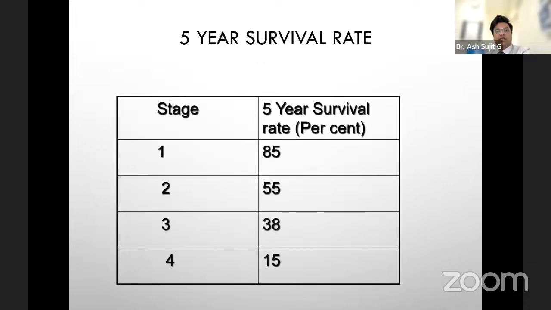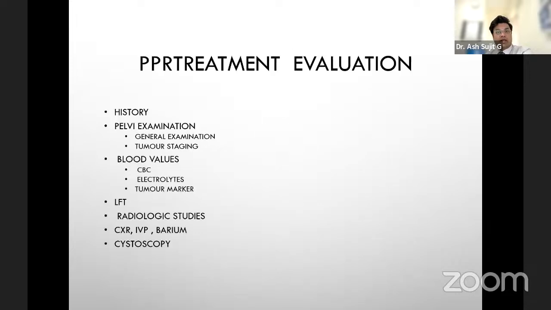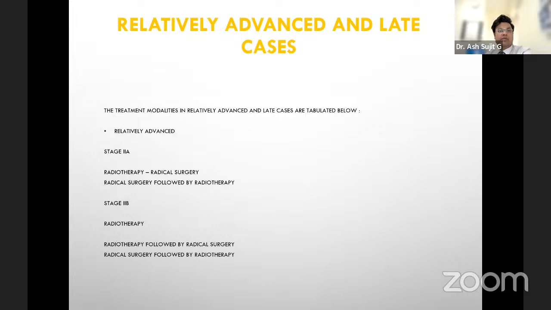This is the survival rate. As you see, stage 1 has a very good survival rate, but as it goes down to stage 3 and stage 4, the survival rate is very low. So do your pre-treatment evaluation properly and continue doing your pap smears. I'll quickly run through that before we end the session.